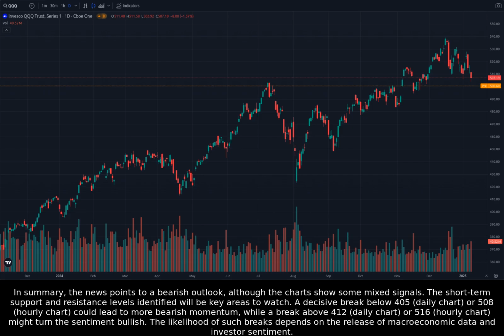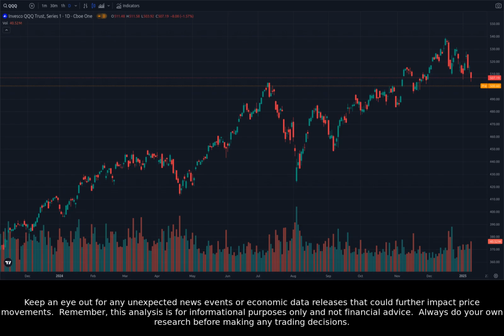The likelihood of such breaks depends on the release of macroeconomic data and investor sentiment. Keep an eye out for any unexpected news events or economic data releases that could further impact price movements.